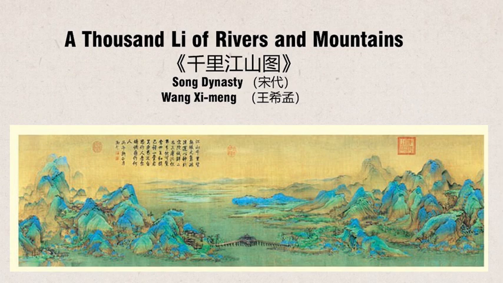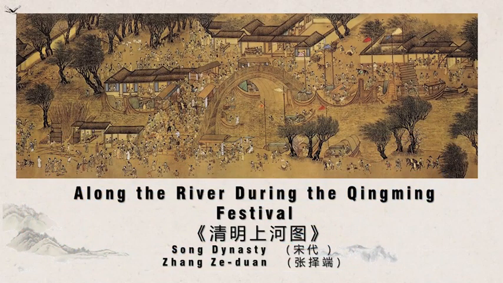Along the River During the Qingming Festival was painted by Zhang Zeduan, a court artist of the Northern Song Dynasty. The scroll captures the rich scenery and natural landscapes along the shore of Bian River in the Northern Song capital Bianliang, which was located near modern-day Kaifeng in Henan province.